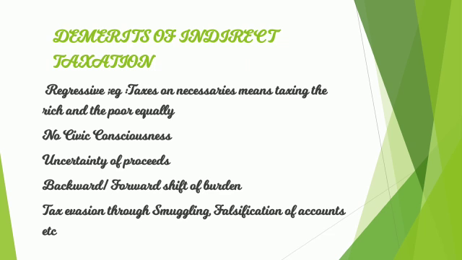Demerits of indirect taxation. Regressive, for example taxes on necessaries mean taxing the rich and the poor equally. No civic convenience. Uncertainty of pursuit. Backward and forward shifting of burden. Tax evasion through smuggling, falsification of accounts, etc.